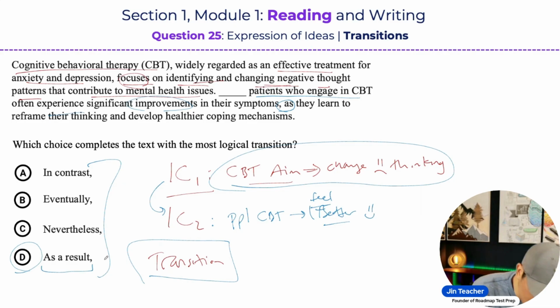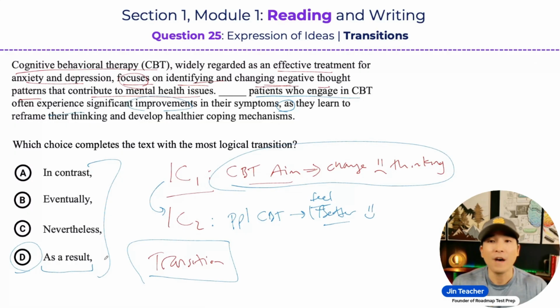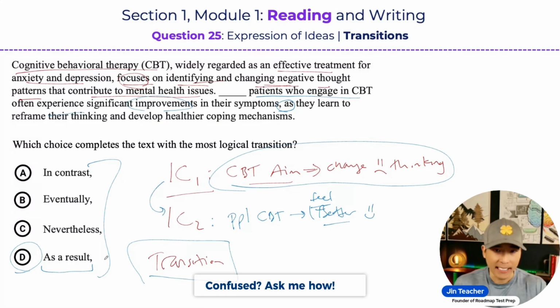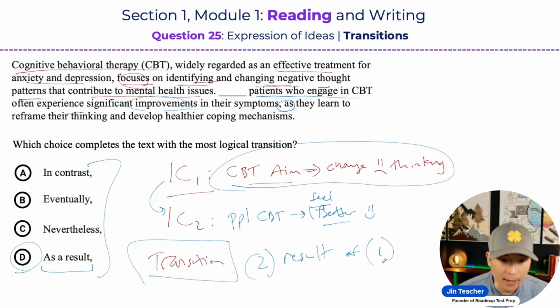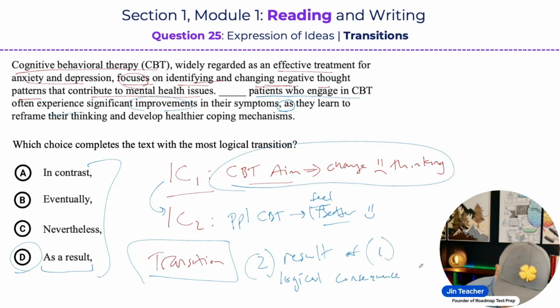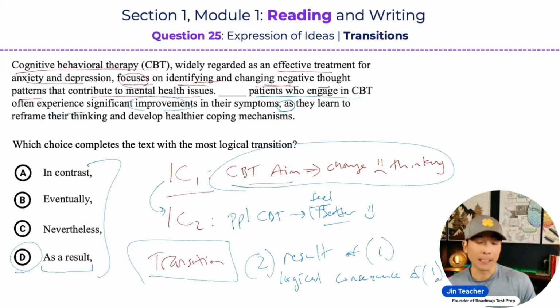So as a result, this type of transition word is synonymous with words like consequently, therefore, thus, hence, accordingly. They're all used in the exact same way. These types of transition words show that the second sentence will be the result of the first sentence. Or another way to say this, the second sentence will be a logical or natural consequence of the previous sentence.